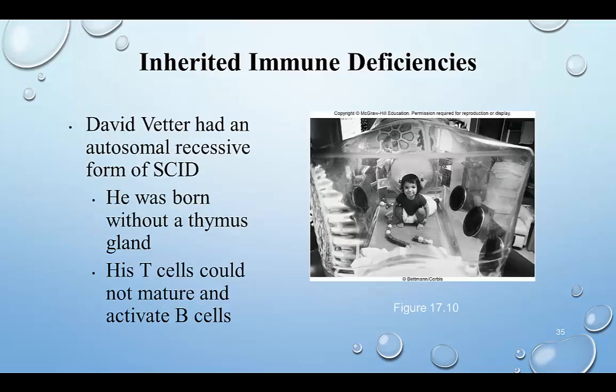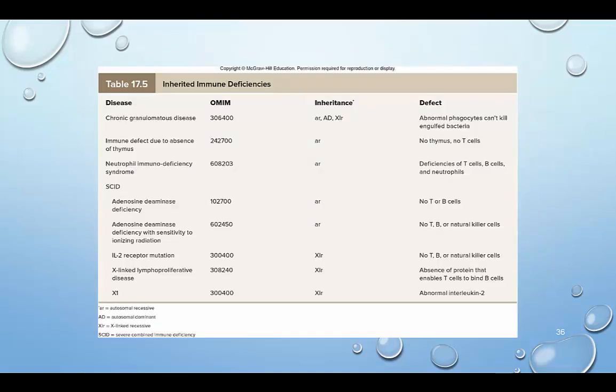So this is the bubble boy. He had SCID, so he had no thymus gland. And so he had T cells that could not mature and could not activate his B cells. This is what we called the bubble boy. So these are some types of inherited immunodeficiencies. It shows what it is and where the defect is. Quite a few there.